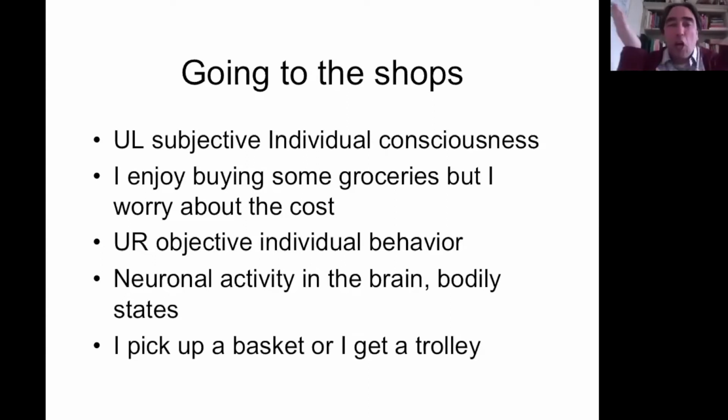If you're going to the shops, what are the four perspectives that you would take? In the upper left, subjective individual consciousness, you would be saying something like, I enjoy buying some groceries, but I worry about the cost. In the upper right, objective individual behavior, you have neuronal activity in the brain and bodily states. You'd also be doing something, so you'd pick up a basket or get a trolley.